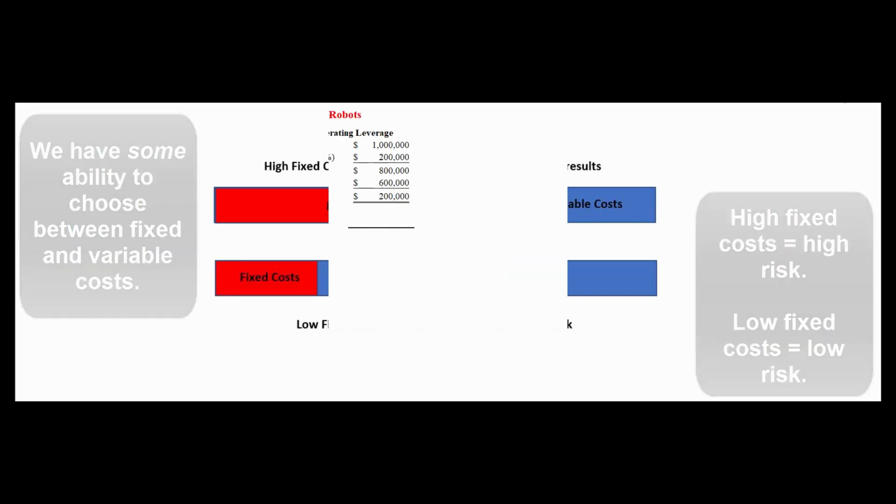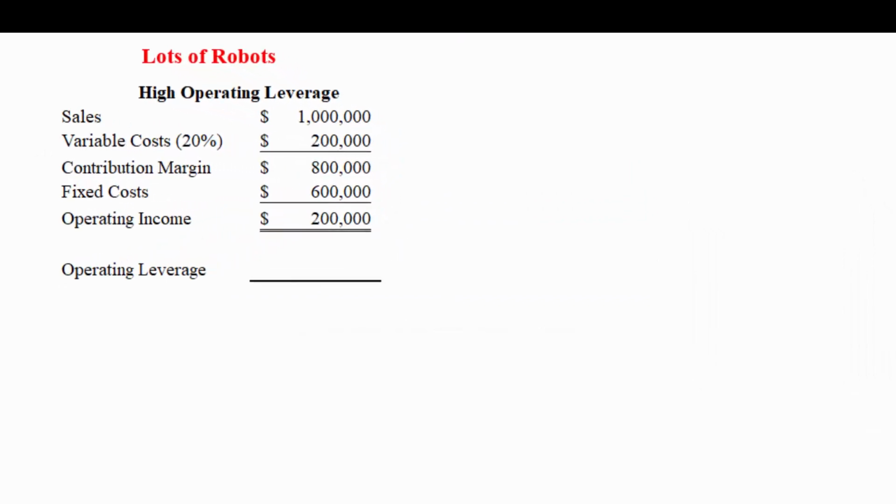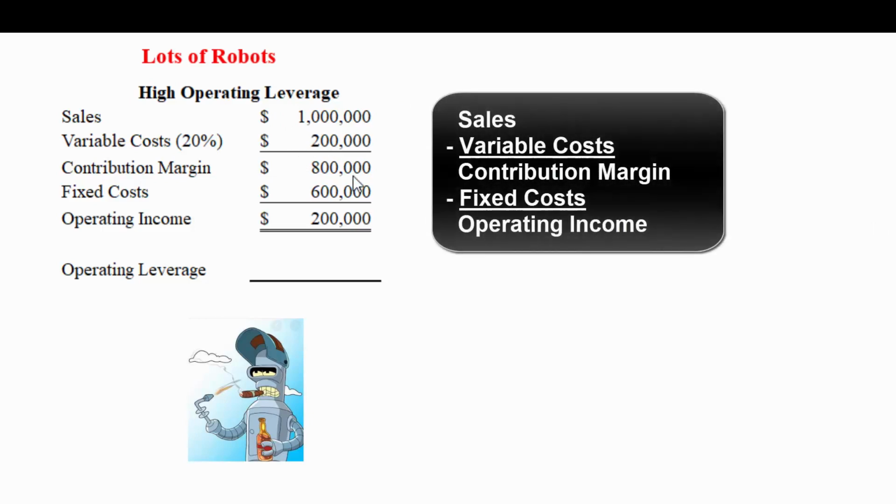All right, let's look at an example. Let's say we're making motorcycles, and this company has sales of $1 million, variable costs of 20% to give us our contribution margin. We're using the contribution margin form of our income statement. Sales minus variable costs gives us contribution margin, minus fixed costs gives us operating income.